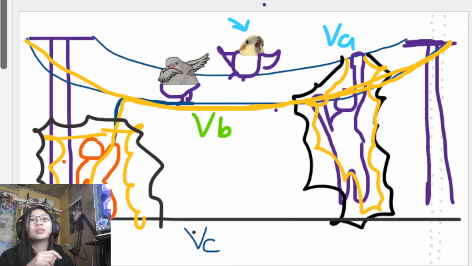So that is the difference between the voltage and the current. There can be current around, but as long as there is no voltage, you are safe. Okay?